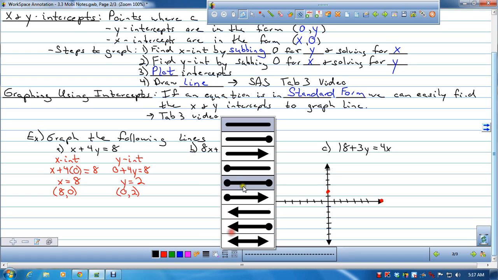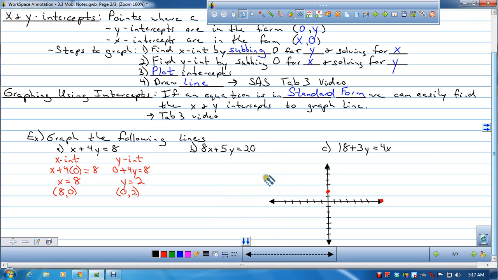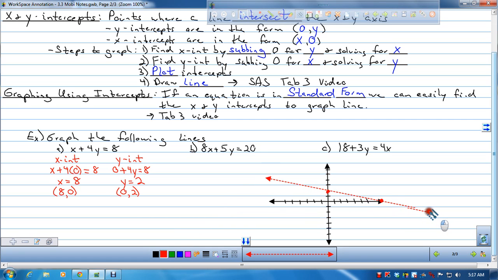Dash it. So, make it red to match. Not bad for the first time right there. Close enough. Okay? Now I'd like for you to go try this one on your own. This next one.